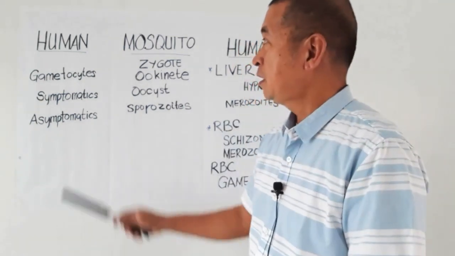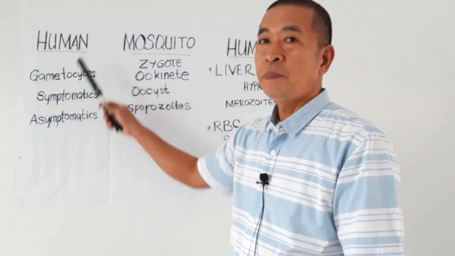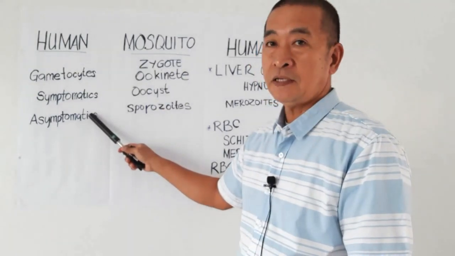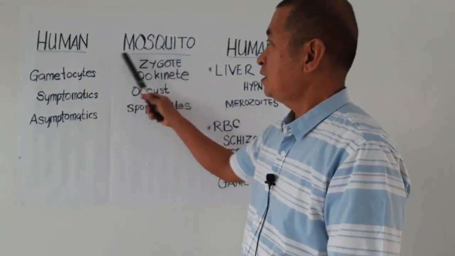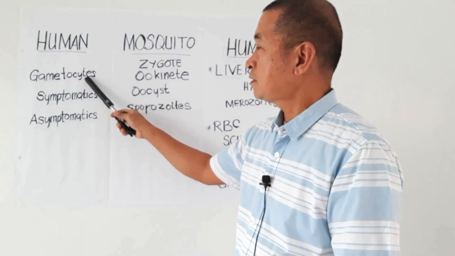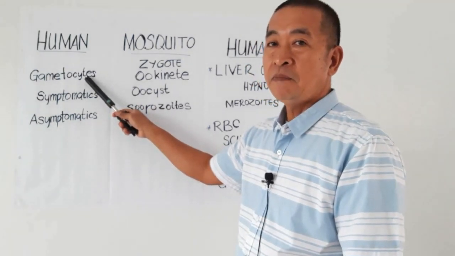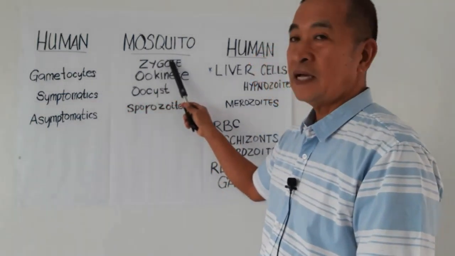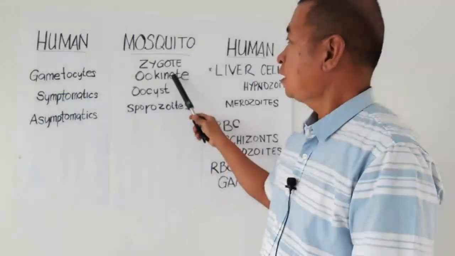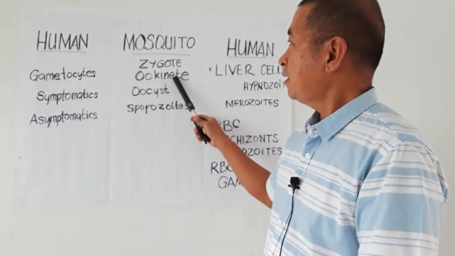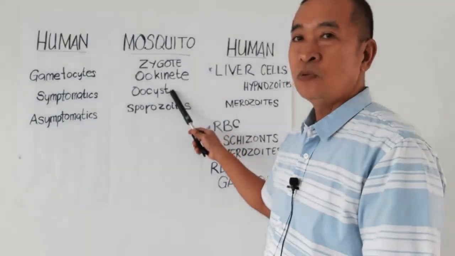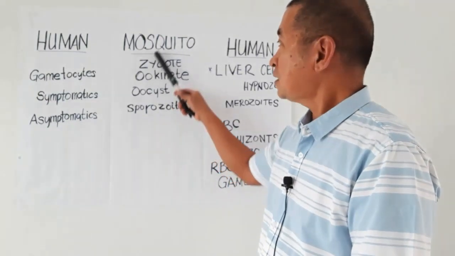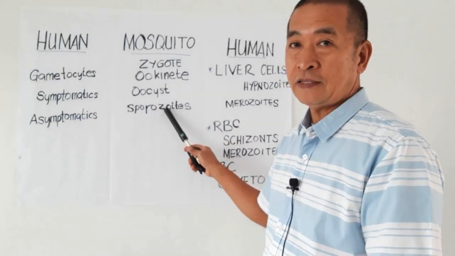Let's start with the gametocyte from a person who is maybe symptomatic or asymptomatic. When a mosquito feeds on this human carrying gametocytes, the male gametocyte fertilizes the female gametocyte, forming a zygote, which then develops into an ookinete. Then this ookinete will develop into an oocyst. The oocyst will develop into sporozoites. This happens inside the mosquito gut.